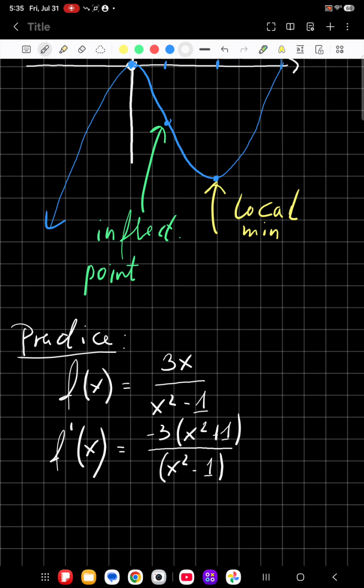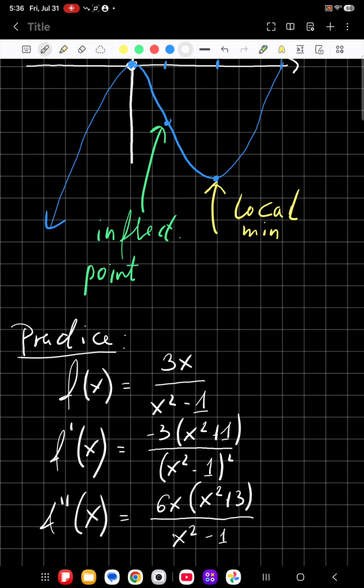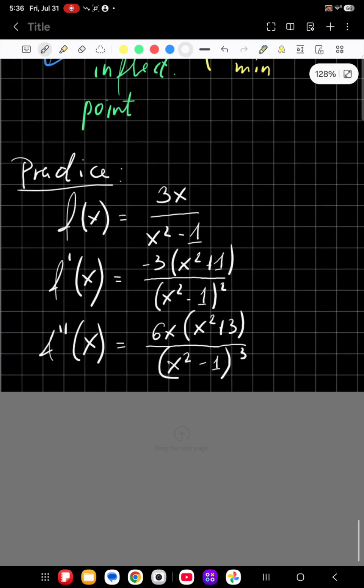And again, I recommend, if you have time, if you want to learn calculus, this stuff needs to be easy for you. This derivative, second derivative. This is what I have. Positive 6x, and then x squared plus 3. And then the bottom is x squared minus 1 to the third power. This is second power over here. Yeah, so try to do this problem on your own. Let's see what you get.